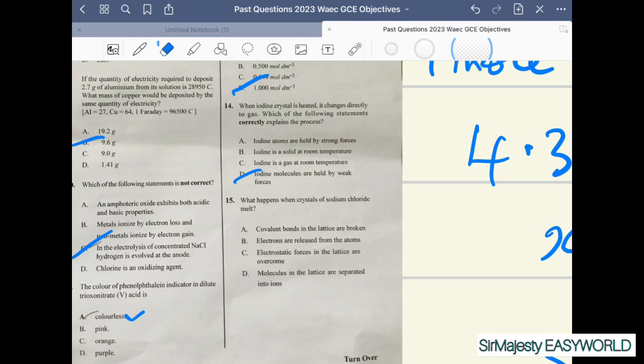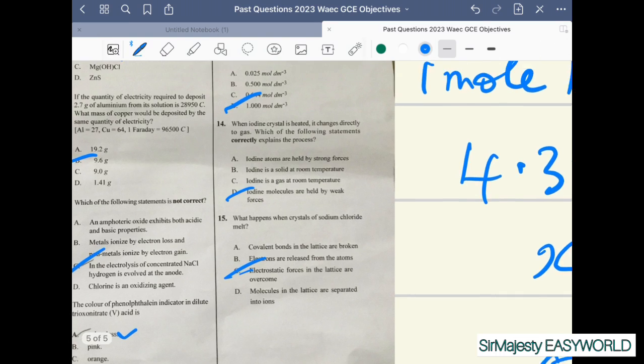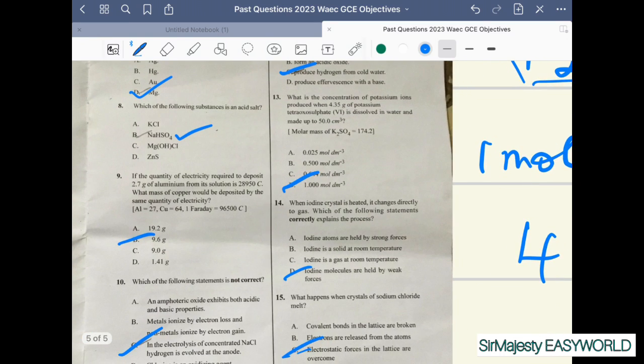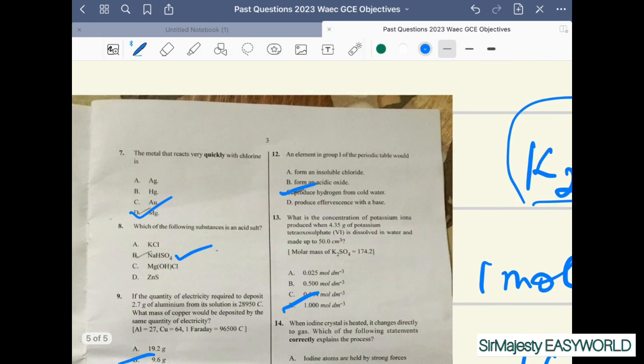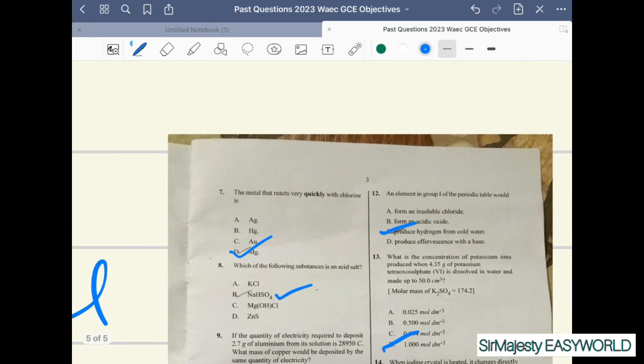Option C says electrostatic forces in the lattice are overcome. D says molecules in the lattice are separated into ions. Melting is not ionization, so B and D are not correct. So C should be the most appropriate answer. In this case, we are done with the ones on this page. We lift other ones from the other pages. First, we need to delete this one.